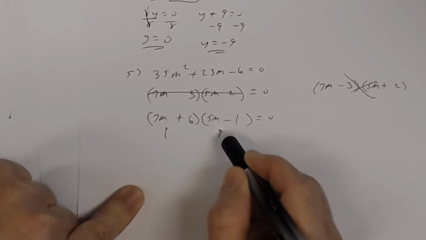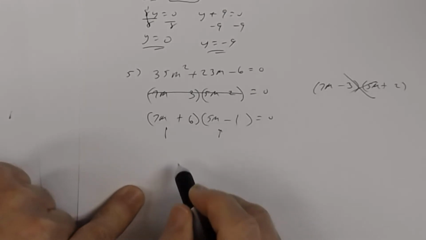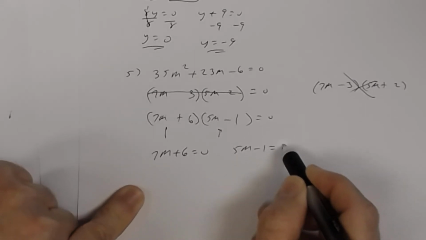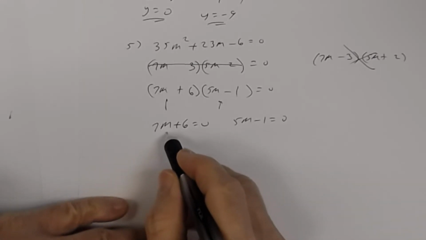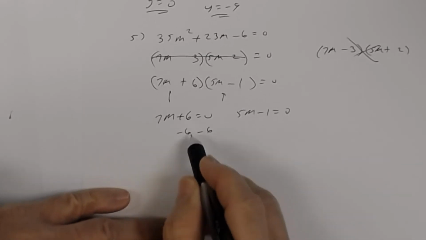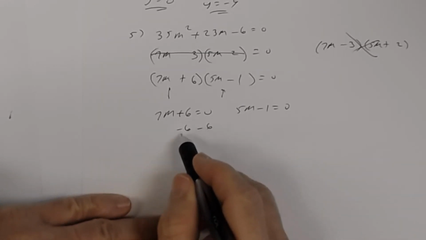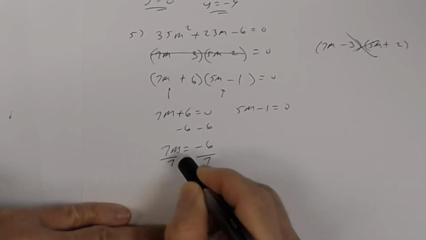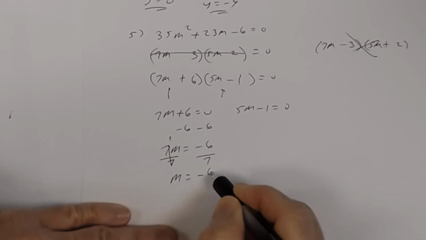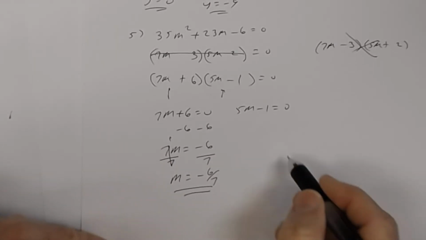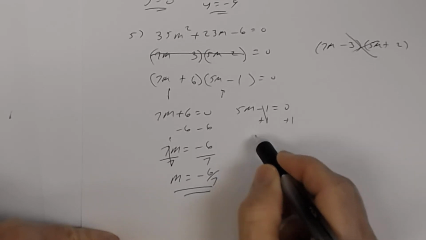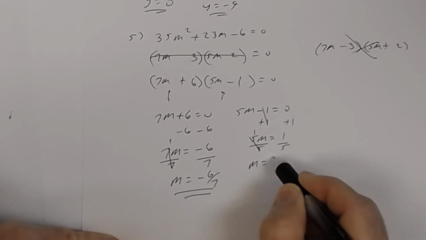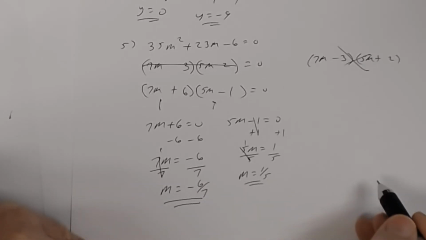Now we're going to set each of those factors equal to 0, so we're using the zero factor property. So I get 7m plus 6 equals 0, and 5m minus 1 equals 0. To solve each of those linear equations, I'm going to subtract 6 from each side here. So I get 7m equal negative 6. Divide both sides by 7. I get m to be negative 6/7. So there's one of your solutions. Over here, add 1 to both sides. I get 5m equal 1. Divide both sides by 5. I get m to be 1/5. Okay, so that's number 5.